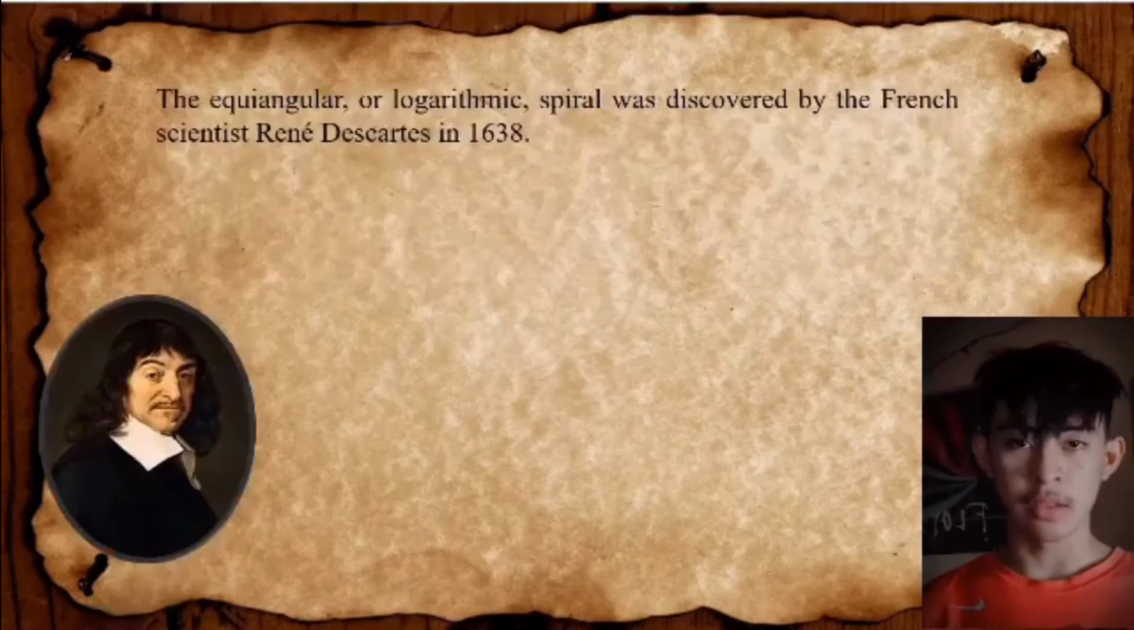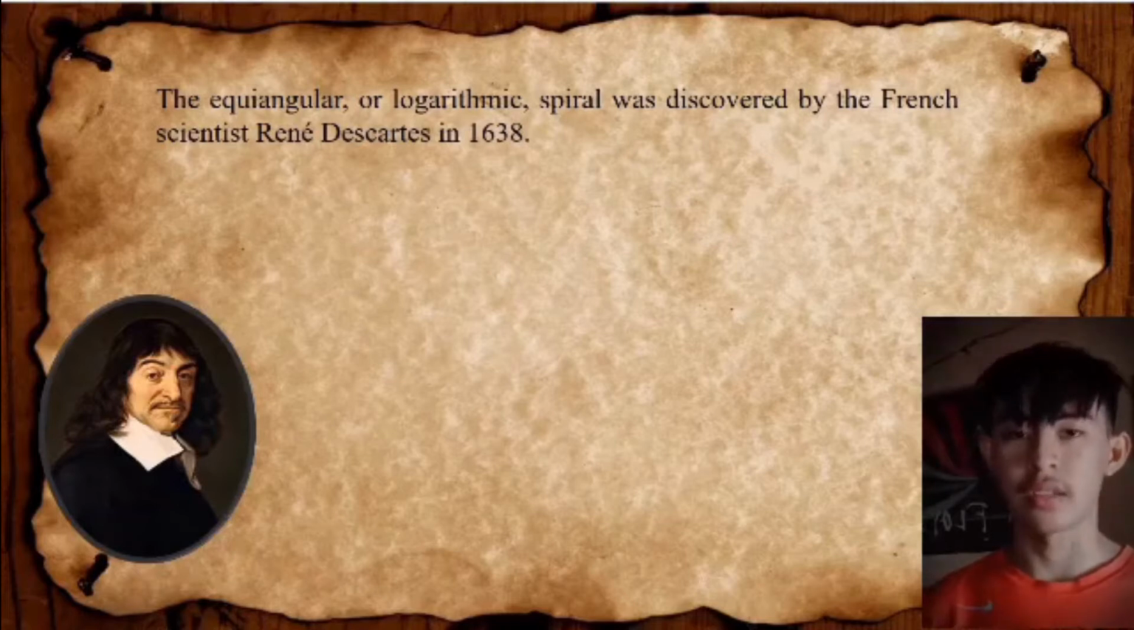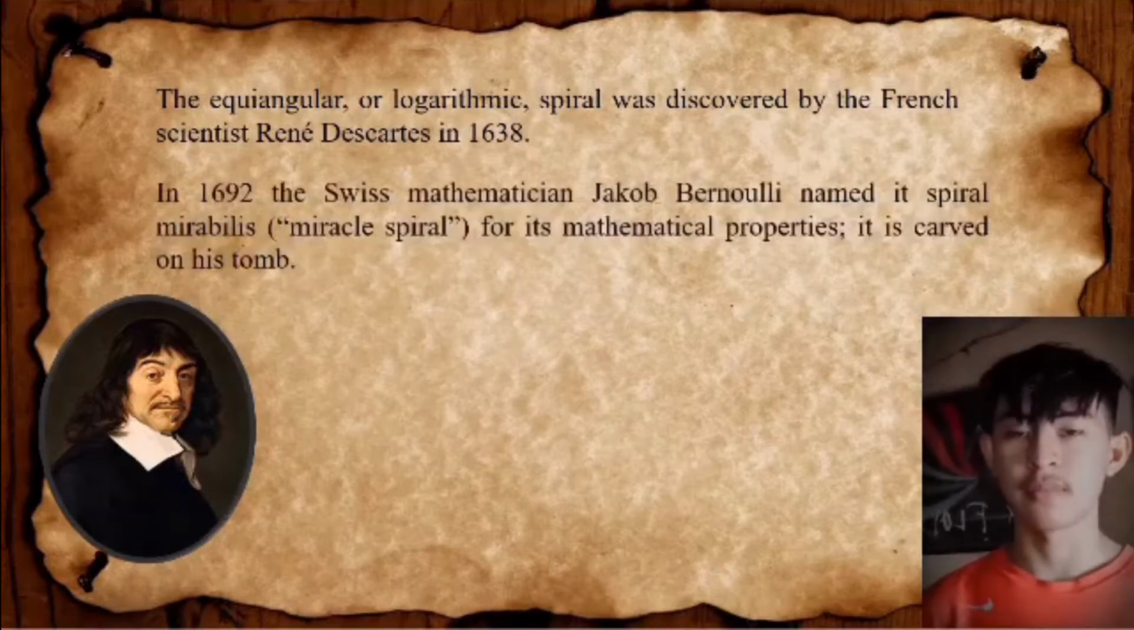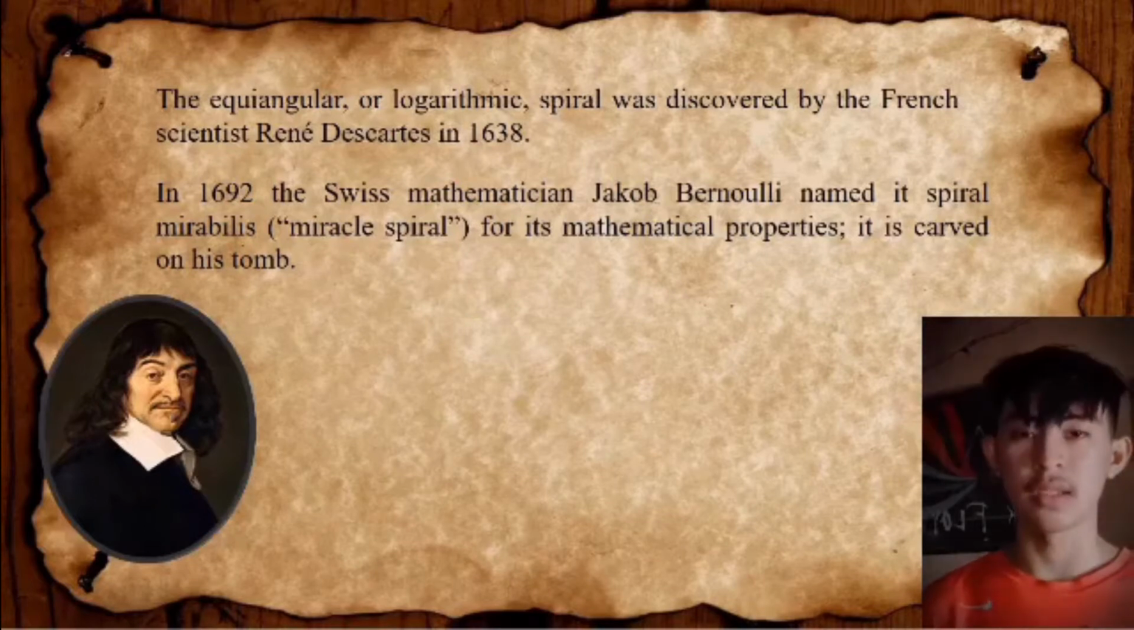The equiangular or logarithmic spiral was discovered by the French scientist René Descartes in 1638. Meanwhile, in 1692, the Swiss mathematician Jacob Bernoulli named it spira mirabilis, or miracle spiral, and for its mathematical properties, it is carved on his tomb.